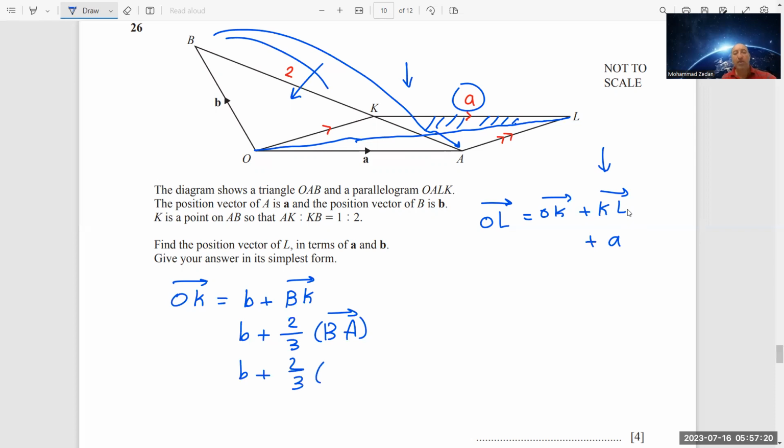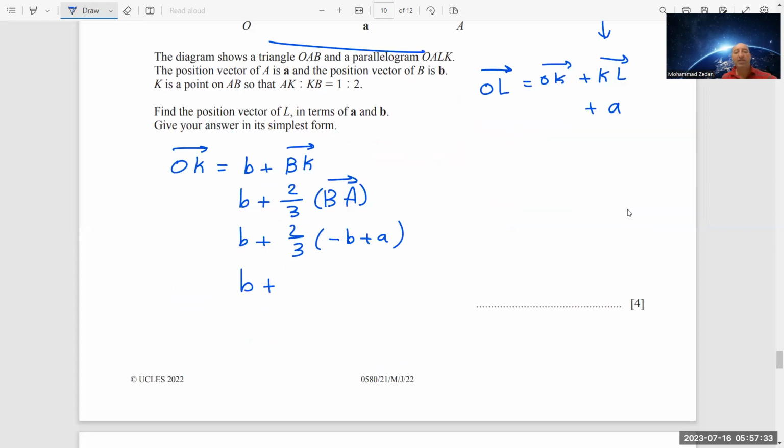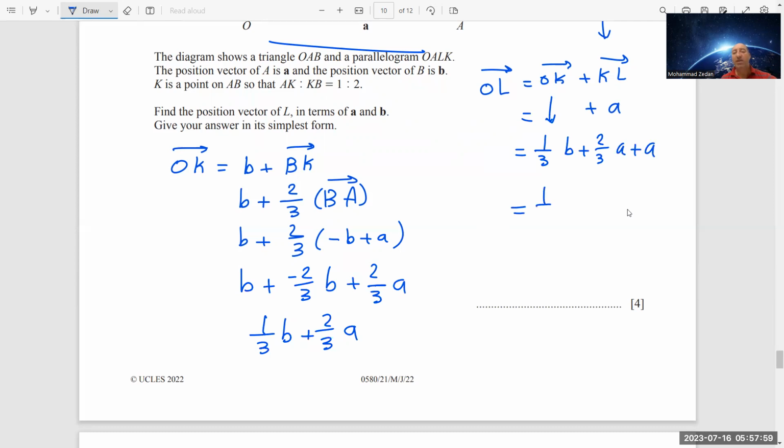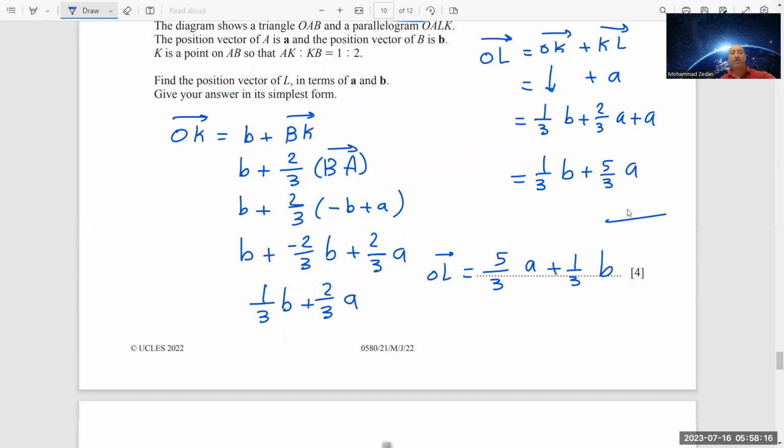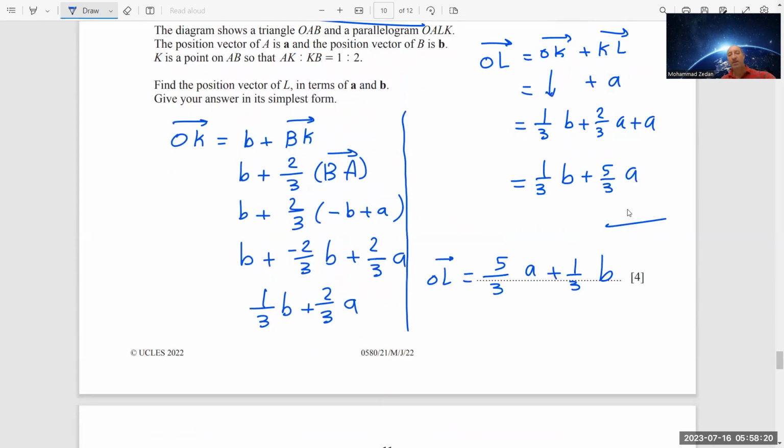So B plus 2/3 of BA. From triangle AOB, BA is negative B plus A. After simplification, B minus 2/3 B plus 2/3 A, so B minus 2/3 B is 1/3 B plus 2/3 A. Now I have OK in terms of B and A. So I write its value, 1/3 B plus 2/3 A, plus A. Finally, 2/3 A plus A is 5/3 A. So the answer is 5/3 A plus 1/3 B. This is the vector OL, the position vector of point L. Be careful of the solution. I hope everything is clear.